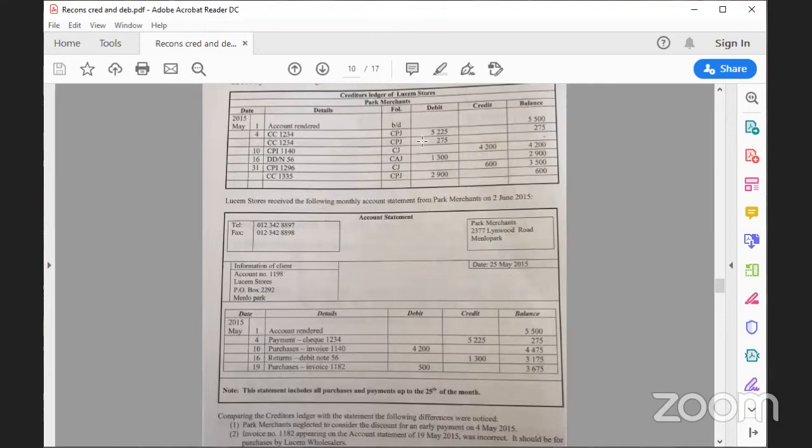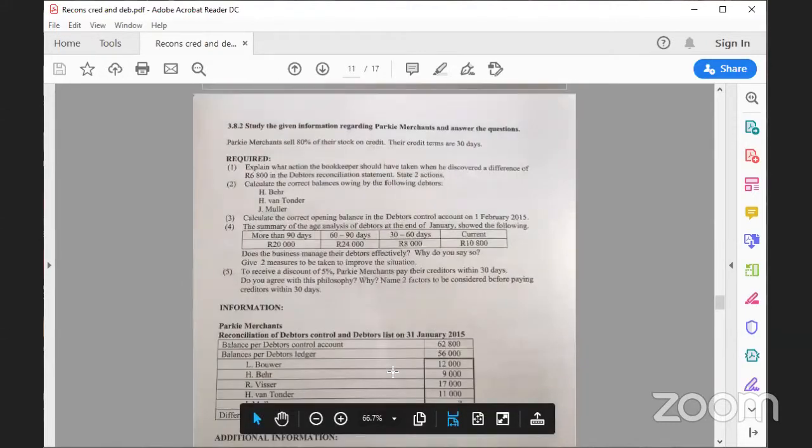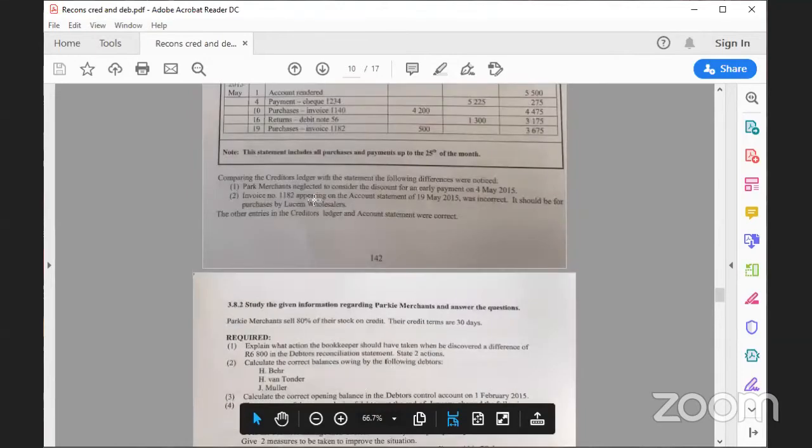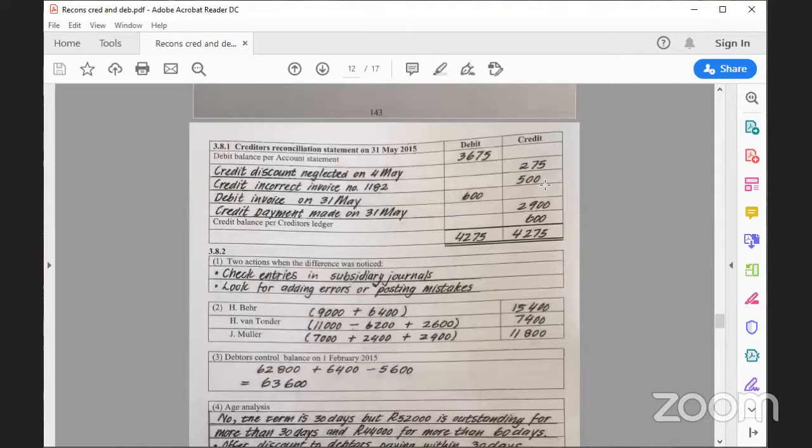was this 275 Rand. Okay, how do I see that? Because that is in my CPJ and that's a small amount, so we immediately know that is our discount that they forgot to take into account. So I need to reduce my outstanding balance from their statement. And they incorrectly debited our account, right? They increased our account, but it was not us that bought something on credit. It was Lucum Wholesalers, not us, Lucum Stores. So therefore, I'm going to reduce my balance with that as well.